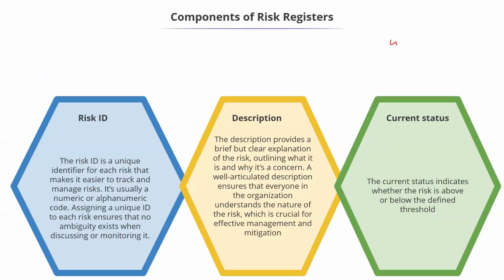So the components of a risk register: you have risk ID. It depends on organization to organization. The risk ID is a unique identifier for each risk that makes it easier to track and manage the risk. It's usually a numeric or alphanumeric code. Then you have a description of the risk. What is the current status? Whether the risk is above or below the defined thresholds.